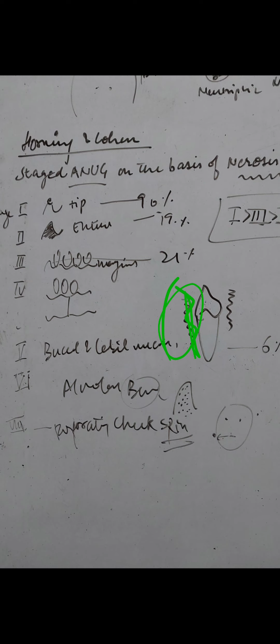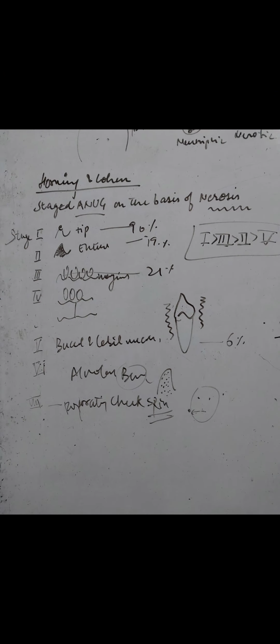Then you have stage 6, in which bone involvement is there. Now the infection has reached up to the alveolar bone areas. After that, stage 7 is the one in which the infection, after involving the bone, has come outside of the oral cavity through perforation of the skin of the cheek. So these are the 7 stages of ANUG, which you should know if you are having a question on ANUG, or sometimes it is asked in your competitive exams also.